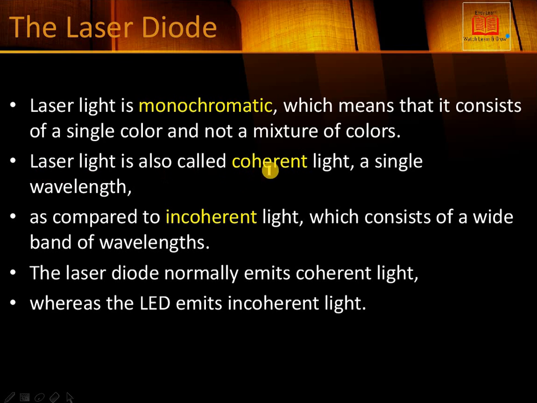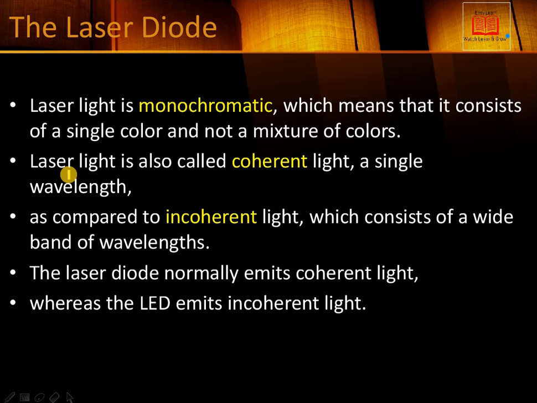A laser diode is also called coherent light. This is the same thing as monochromatic; we can also say that it's coherent light. Coherent means a single frequency, constant frequency. For example, if we say 650 frequency, then coherent means it's fixed at 650, we cannot change it. If I say 600 nanometer, it's fixed at 600 nanometer, I cannot change it 1 nanometer above or below, it's fixed.